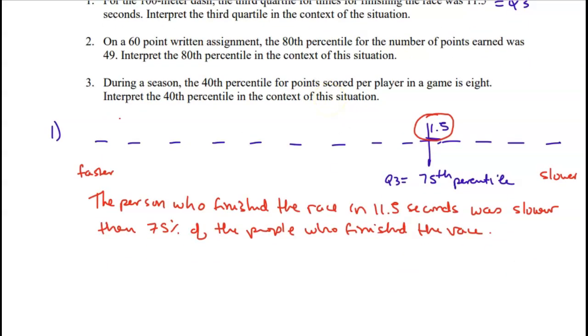All right, let's look at number two. On a 60-point written assignment, the 80th percentile for the number of points earned was 49. Interpret the 80th percentile in the context of the situation. Again, we have a bunch of people writing this assignment. The 80th percentile is somewhere up here, and the actual score that corresponds with the 80th percentile is 49. The maximum points that can be earned is 60.